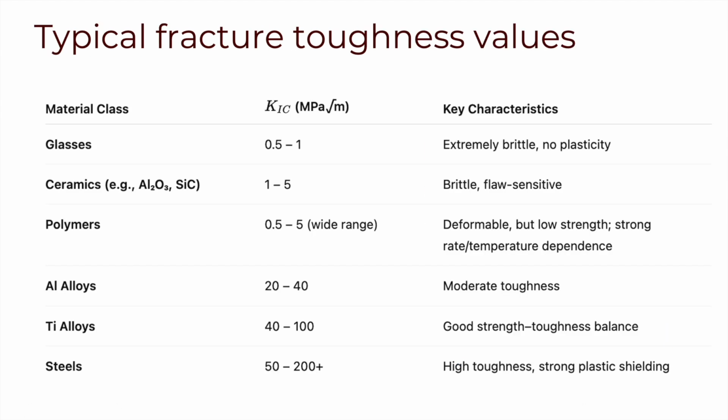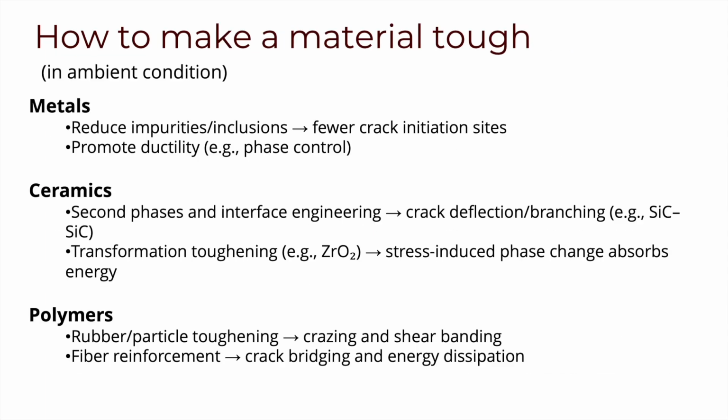Here we show typical fracture toughness values for different material systems arranged from brittle to ductile. Glasses and ceramics have the lowest toughness because they lack plastic deformation and are highly sensitive to flaws. Polymers can deform significantly, but their relatively low strength and stiffness limit their fracture toughness, so they typically fall in a moderate range. Moving to metals, aluminum alloys show moderate toughness, while titanium alloys and steels exhibit much higher values due to their ability to sustain plastic deformation at the crack tip.